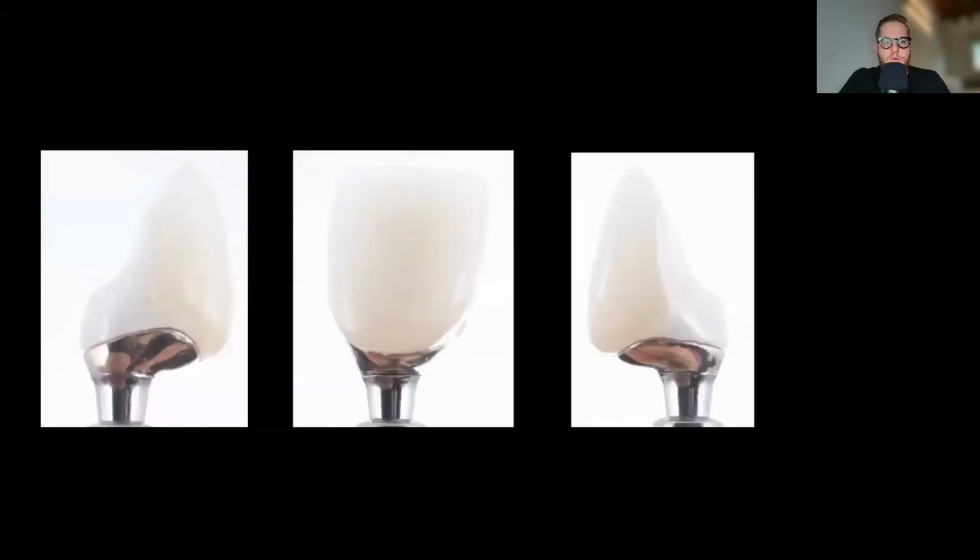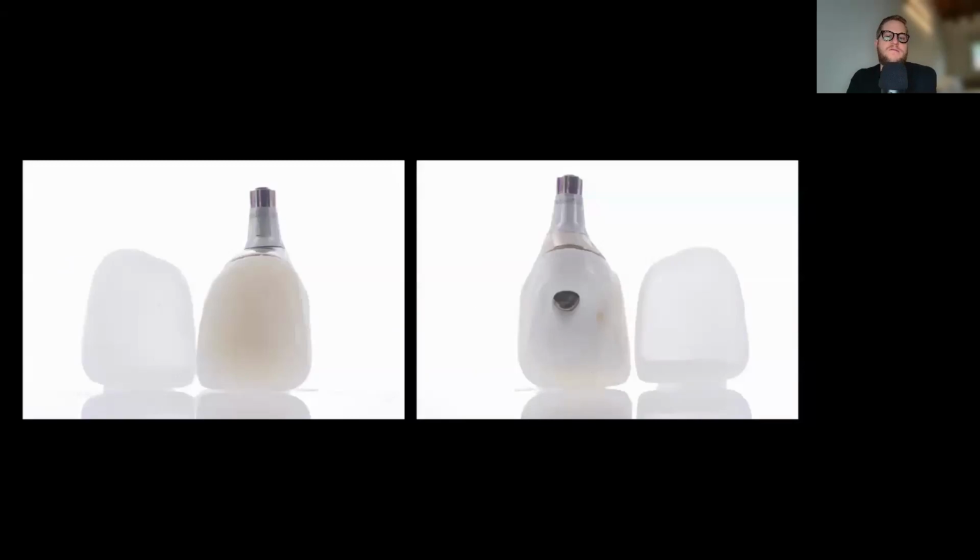And this is what we get back from the laboratory. This is a personalized abutment that we use for that patient. It's cast in gold, and then we use a zirconia crown that's layered. And this is the final result of the crown and the veneer.